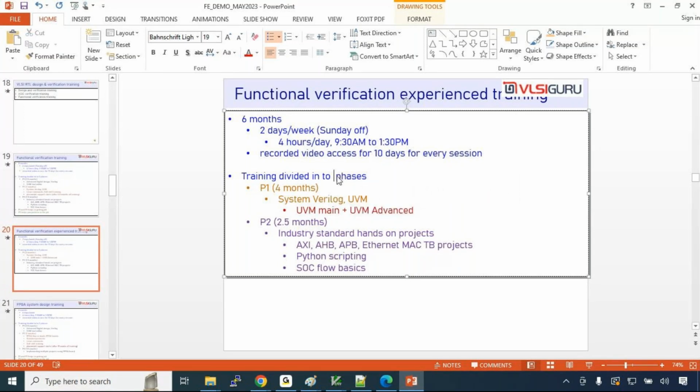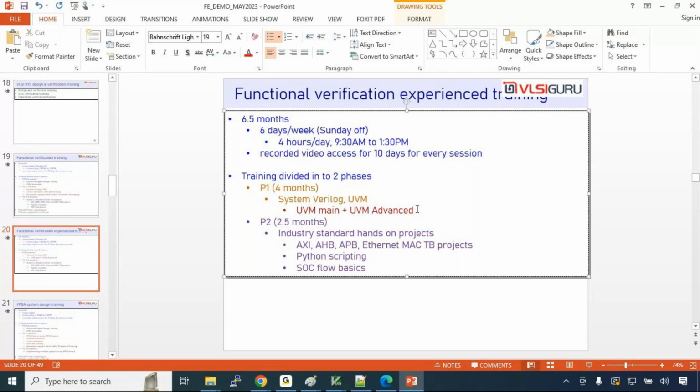It goes for 6.5 months. Again, you can attend either 6 days per week or weekends. Both are possible. 4 months of SystemVerilog, 2 months of UVM, and 2.5 months of industry standard projects. This is common, you can see. What is differing is you're doing this additionally, but you are not doing Verilog and digital design.